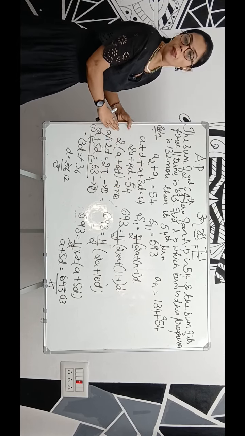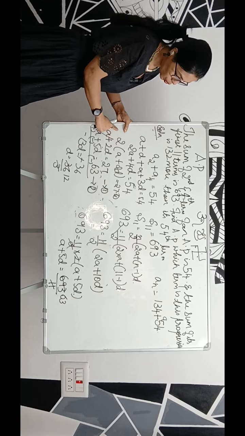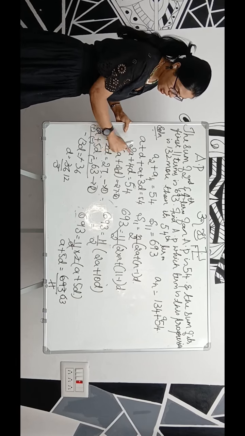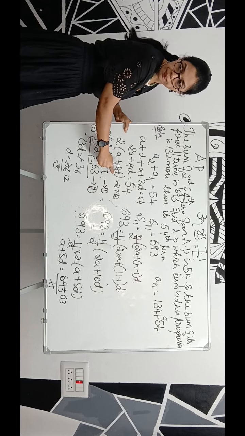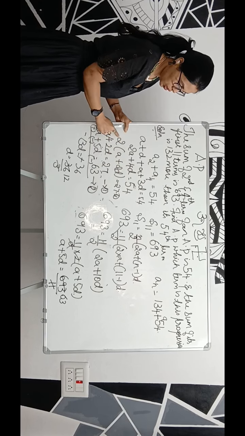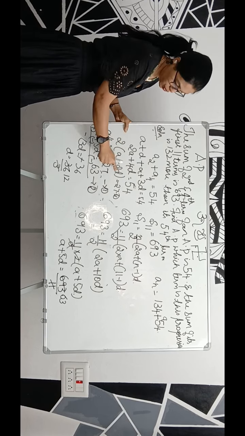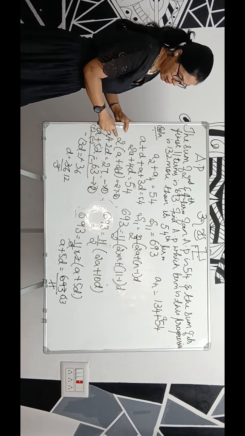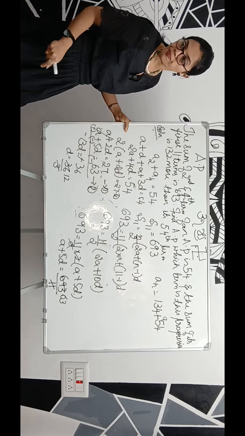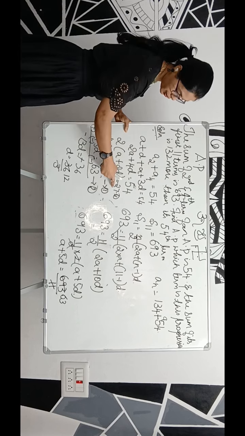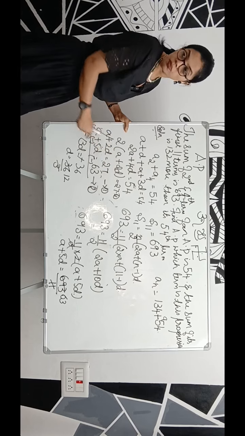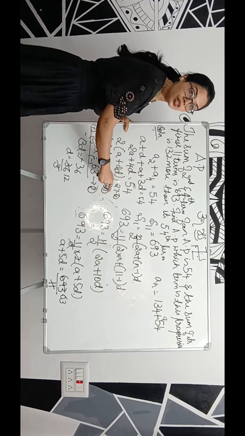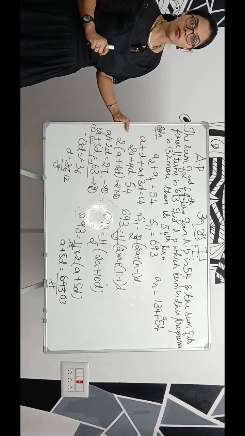We are bringing 2 common. When I bring 2 common, the remaining will be A plus 2D, because 2 times 2D is 4D. It is equal to 54 divided by 2, which is 27. What is 54 divided by 2? It is 27. So the first equation becomes A plus 2D is equal to 27.